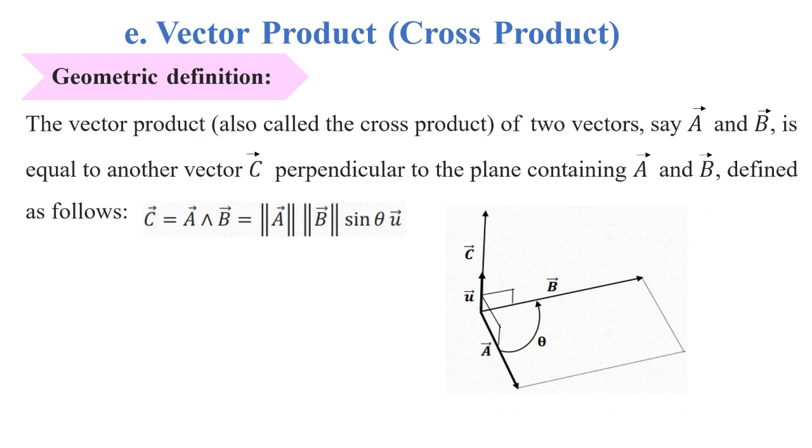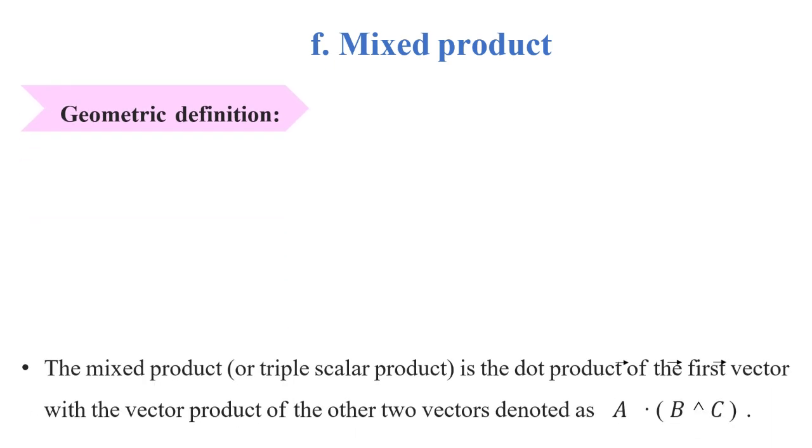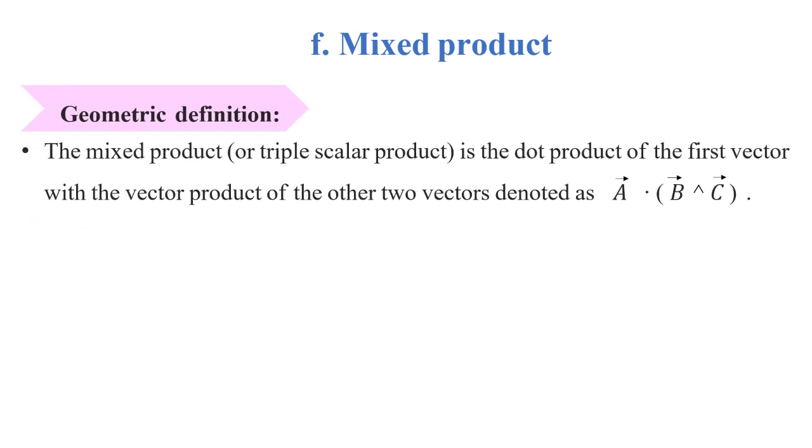As for the geometric definition of the vector product, also called the cross product, of two vectors, say a and b, it is equal to another vector c perpendicular to the plane containing a and b, defined as follows. The magnitude of vector c equals the magnitude of vector a multiplied by the magnitude of vector b multiplied by sin theta, as shown in the figure. The mixed product, or triple scalar product, is the dot product of the first vector with the vector product of the other two vectors.